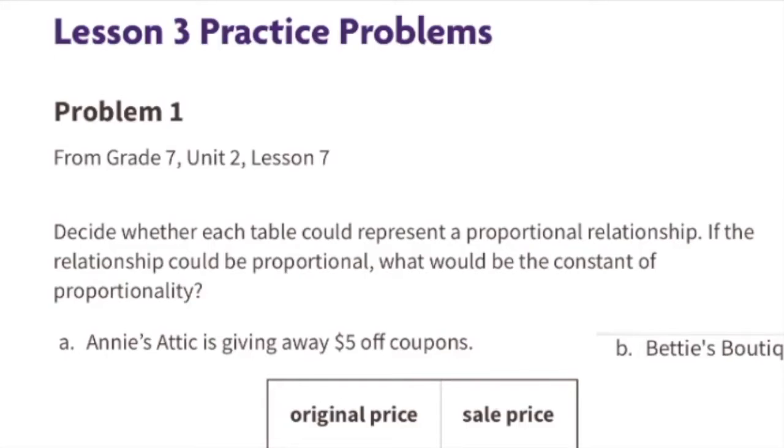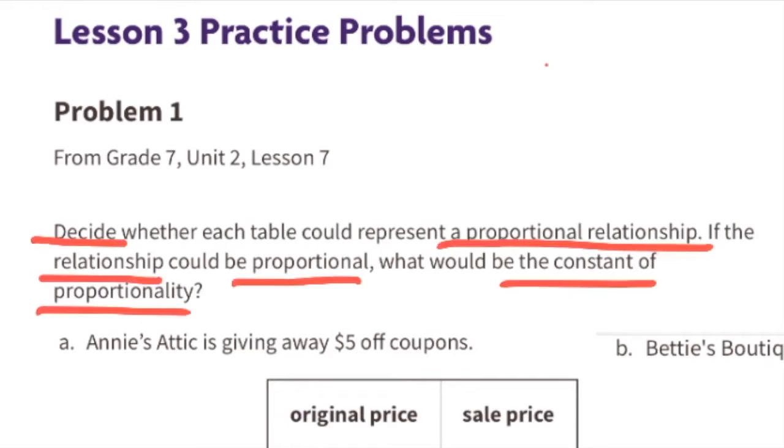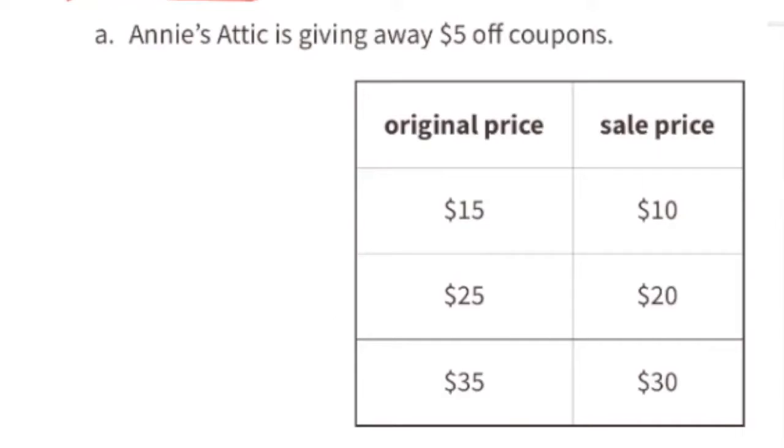Problem number 1, from 7th grade, Unit 2, Lesson 7. Decide whether each table could represent a proportional relationship. If the relationship could be proportional, what would be the constant of proportionality? A. Annie's Attic is giving away $5 off coupons.